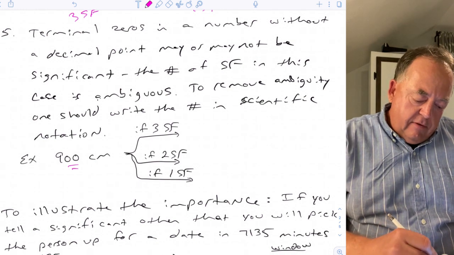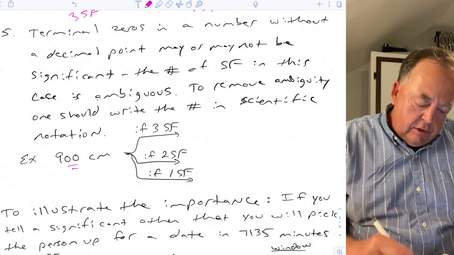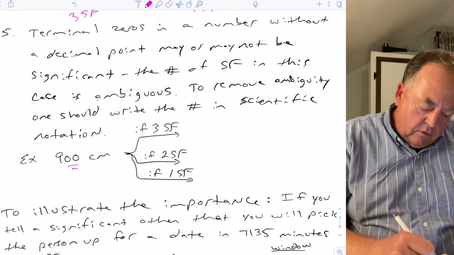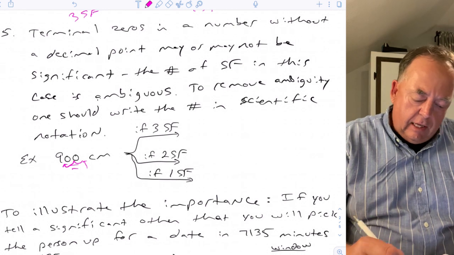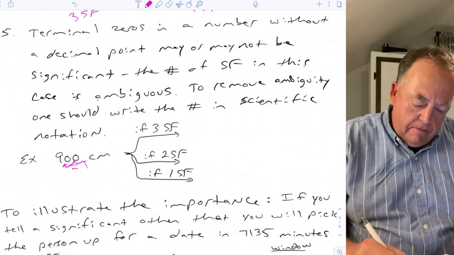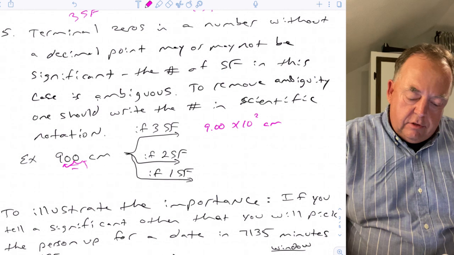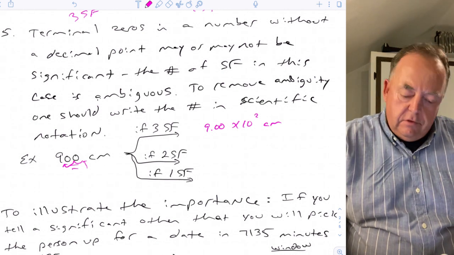So if you meant for all 3 of these zeros to count, so if you meant for there to be 3 significant figures, then you could write this in scientific notation. So if we presume the decimal point is there and move it 1, 2 places to the left so that it's after the first non-zero number. So 9.00 times 10 squared centimeters would be 3 significant figures, right?